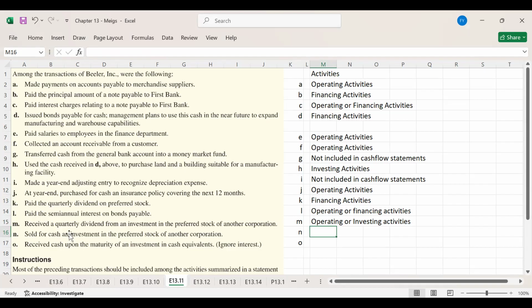Sold for cash and investments. Whenever a company sells any investment, as the name suggests, it is your investing activities. Receive cash upon the maturity of an investment in cash equivalent. Cash equivalent is basically a transfer from one account to another account, not actually any cash received or paid. So transfers between cash equivalents and other forms of cash are not regarded as cash receipts or payments, so not included in the cash flow statement. So this is it from 13.11.